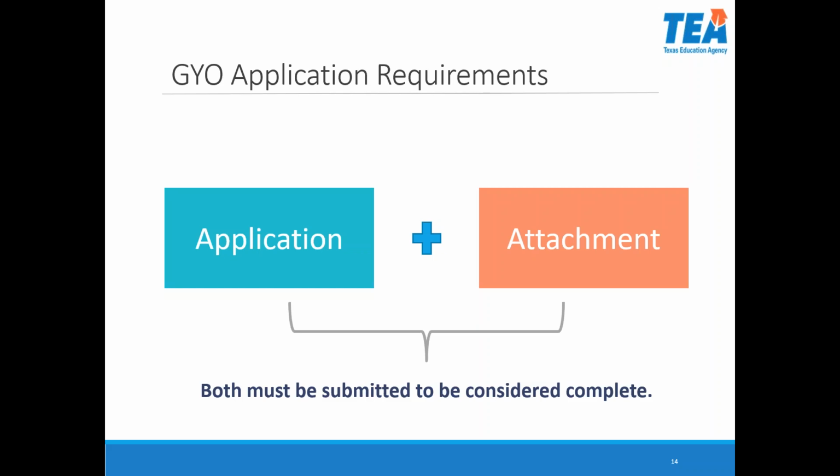The Grow Your Own application is only considered complete when both the completed application and the corresponding required attachment are submitted. You will either be submitting the attachment for Pathway 1 with an optional section for applications adding Pathway 2, or you will be submitting the attachment for Pathway 3.